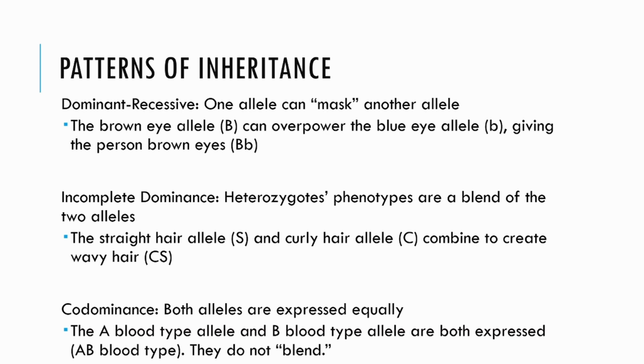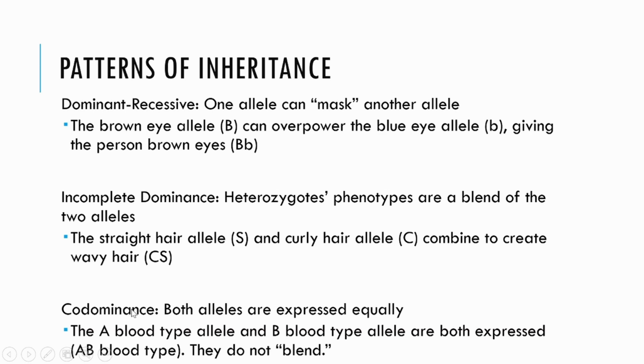And for the most part, that's the relationship we'll talk about. But it's not the only way things can be handed down. There's also incomplete dominance, where heterozygotes, those who have the in-between genotype, where they have one capital and one lowercase letter, the heterozygotes' phenotypes are blends of both alleles. So let's say we have an allele for straight hair and an allele for curly hair. If someone has both of these alleles, one straight, one curly allele, they have wavy hair, because wavy would be in between straight and curly.